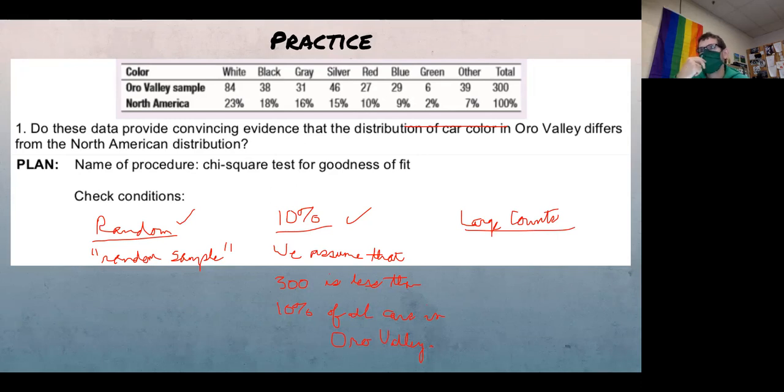Smallest. The smallest expected. So what is the least expected that we're gonna, least of the expected? Green. Okay, so 300 times 2%. I'm just gonna create another row right here. What's 300 times 2%?